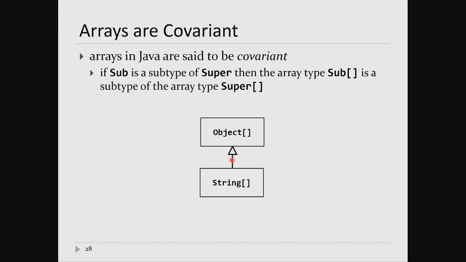If you had, what would be a good example? If I have an array of Counter, then I can have an array of StoppingCounter, and that would be a subtype of the array of Counter. So that's a little bit strange that the language does it this way.